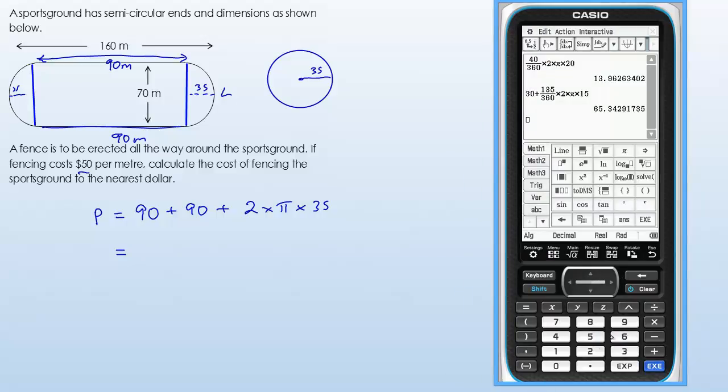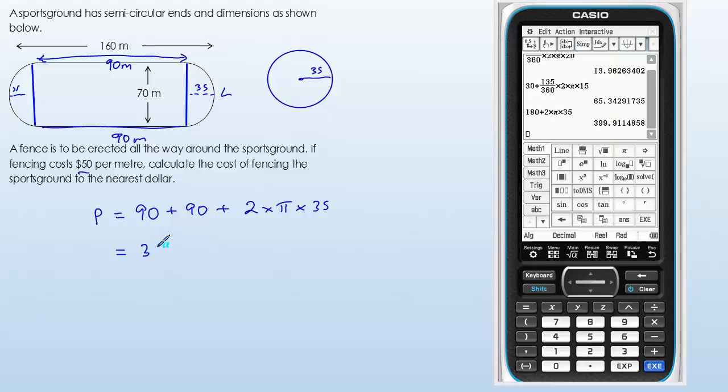So we have 90 plus 90, so that's 180. Add 2 times pi times 35. And that gives us 399.911 and so on. So let's give that as 399.91 meters.